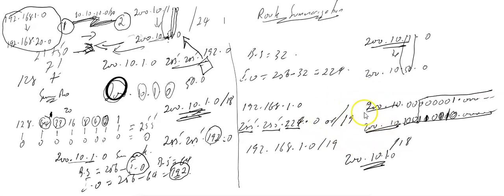Now let me still use the same method for this second one. So let's see whether we still arrive at the same answer. For the second one, I have 192.168.1.0 to 192.168.20.0.